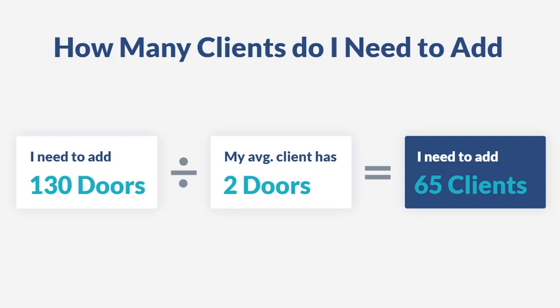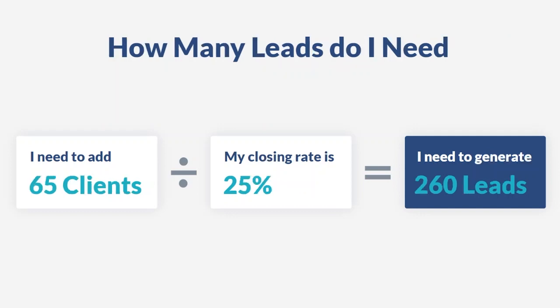So now that you know you need to add on 65 new clients, you then need to figure out, how many leads does that mean I need to generate in order to actually close 65 new clients? And in order to determine that, you need to figure out what your average close rate is. So let's say that you close 1 in 4 prospects you speak to. That would mean your average close rate is 25%. So knowing that you have a 25% close rate and you want to add on 65 new clients, that would mean you need to generate 260 new leads.